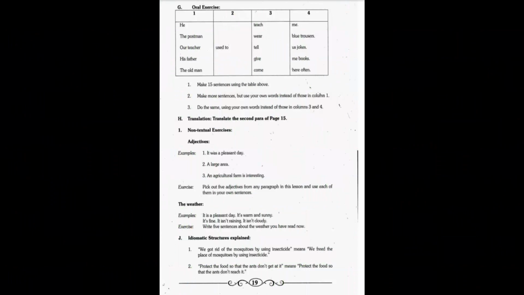Now we will go to exercise J. We will leave out exercises G, H and I. Exercise G is an oral exercise which we may be doing when you are present in the class physically. Exercise H is a translation of the second paragraph of page number 15, and exercise I is about adjectives, which you know very well. So we are directly going to exercise J right now.